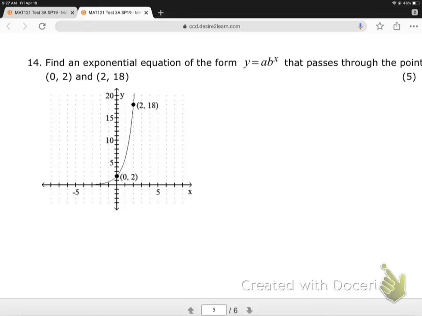Okay, final explicit equation, points 0, 2 to 18. Now that's just a physical. Here is just a graphical. You don't really need it because you've got the points. Remember this? Y equals AB to the x. So when y is 2, x is 0.